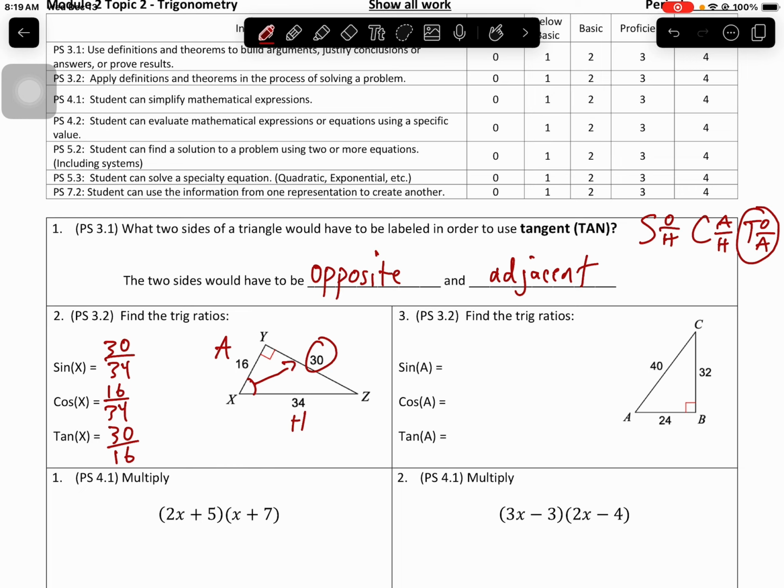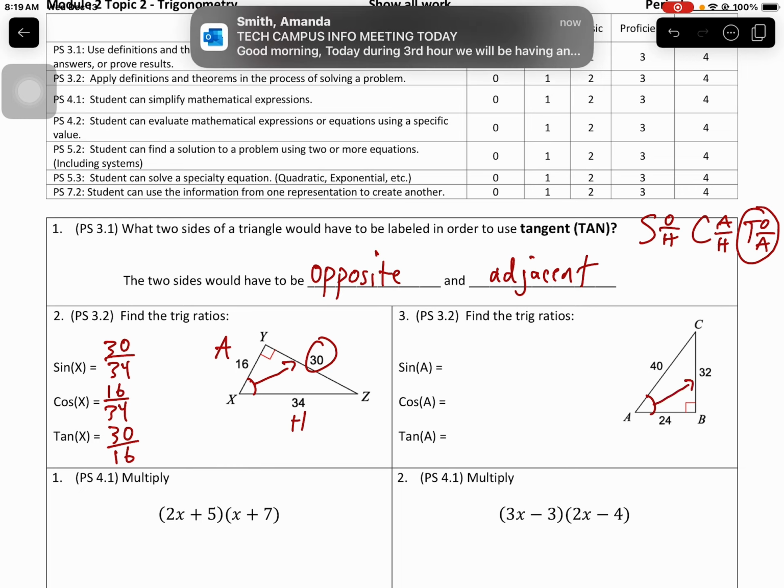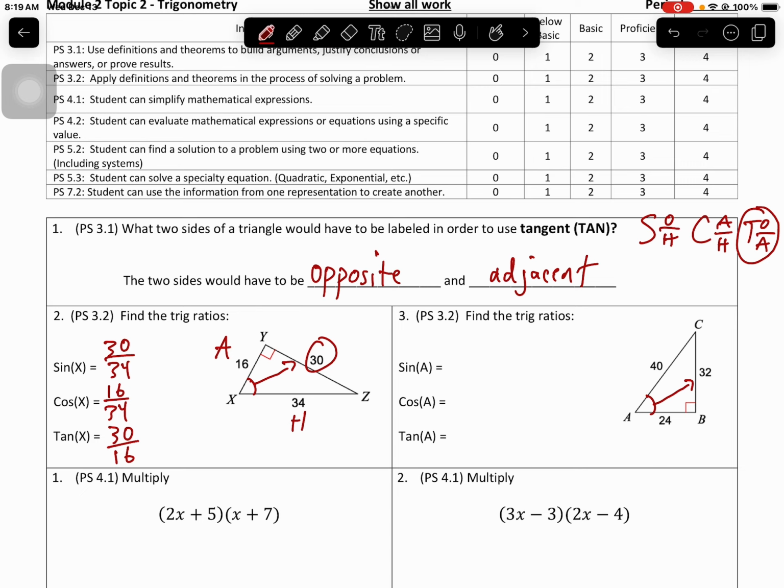So for number 3, same thing. Make your curve, your bow and arrow, and then 32 is your target. So that's the O, opposite. Here's the hypotenuse, and then here's the adjacent. So sine is 32 over 40. Cosine is 24 over 40. And tangent is 32 over 24. Okay, so that's all I'm looking for there. It's just quick fractions based on the sides of the triangle.